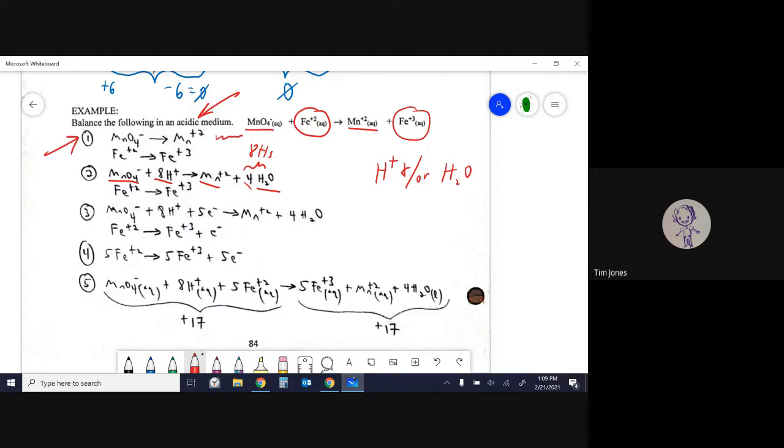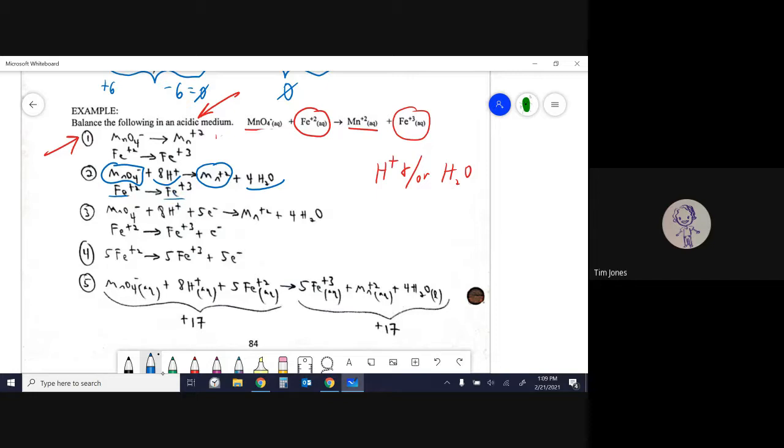So that's why, again, in order, I started with this and this, which we had from step 1. I then realized I needed some oxygen, so I added the 4 waters, which then caused me to have to add the 8H plus. The iron atoms are balanced, so that's great.